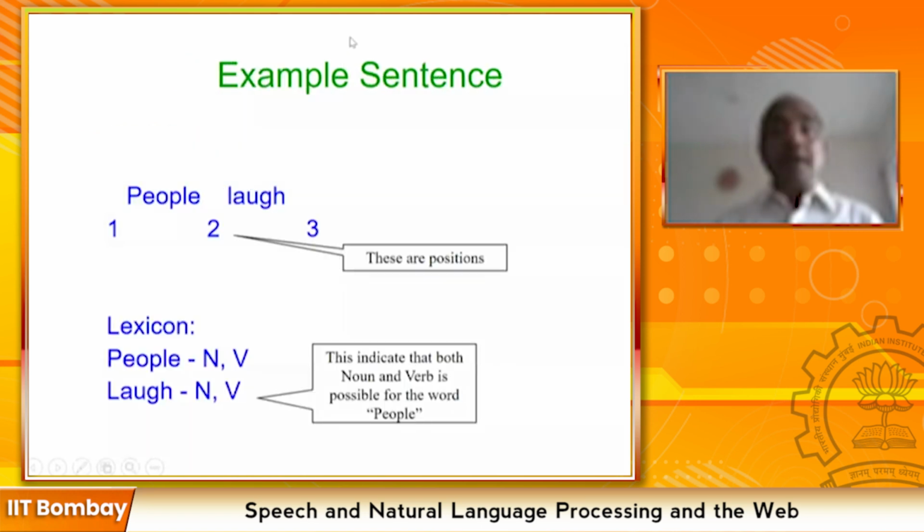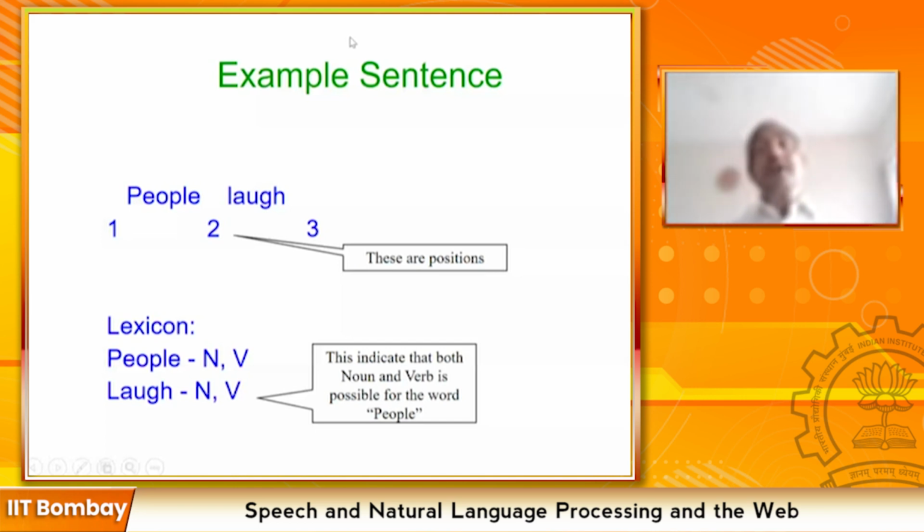Now, I'll take this example sentence, "people laugh", and mark these numbers 1, 2, and 3. So 1 is before the first word, 2 is between the first and second word, 3 is after the third word, and so on. And at the end, we have n, which is the length of the sentence. And these positions are very important for controlling the parsing algorithm. So these positions are quite sacrosanct. We take note of them.